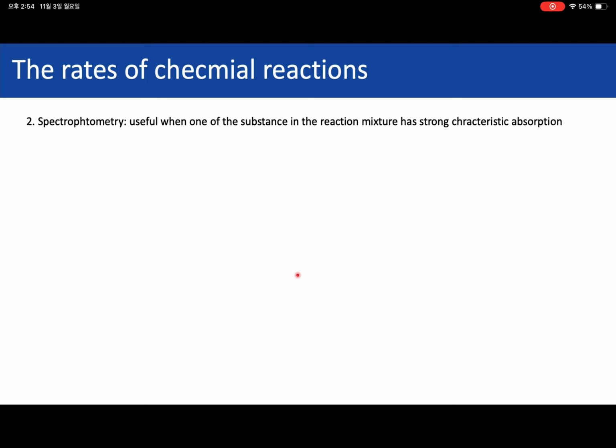So the next method is using spectrophotometry. This method is useful when one of the substances in the reaction mixture has a strong characteristic of absorbing light. For example, let's say we are reacting hydrogen gas and bromine gas and forming HBr. But the bromine gas absorbs visible light very well.